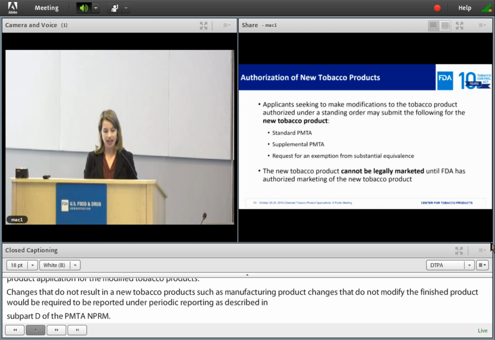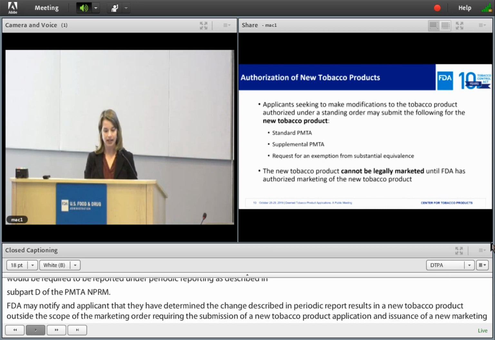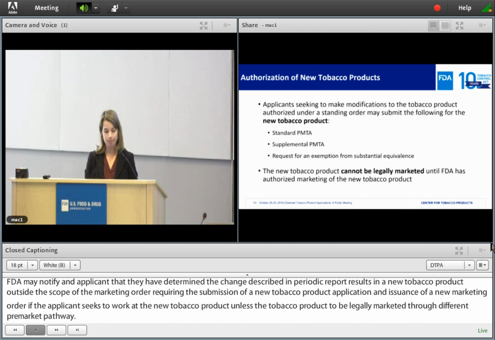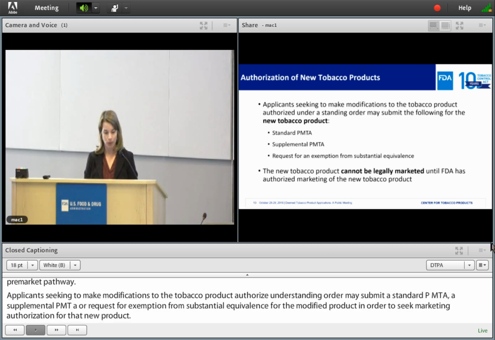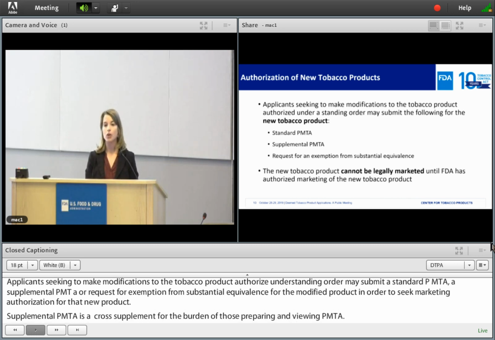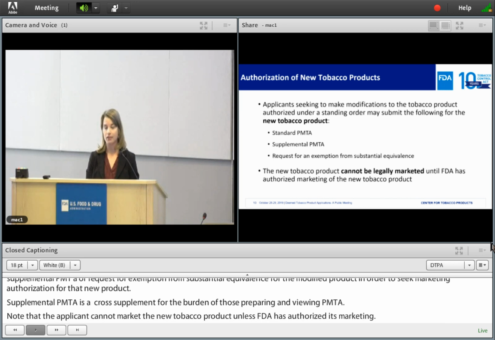Applicants seeking to make modifications to the tobacco product authorized under a standing order may submit a standard PMTA, a supplemental PMTA, or request for an exemption from substantial equivalence for the modified product in order to seek marketing authorization for that new product. Supplemental PMTAs are based on a cross-referencing system to reduce the burden of both preparing and reviewing a PMTA. Note that the applicant may not market the new tobacco product unless FDA has authorized its marketing. Failure to do so would render it adulterated under Section 910(f) of the FDA Act and would be subject to enforcement action.